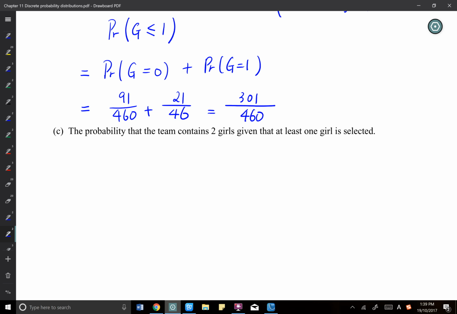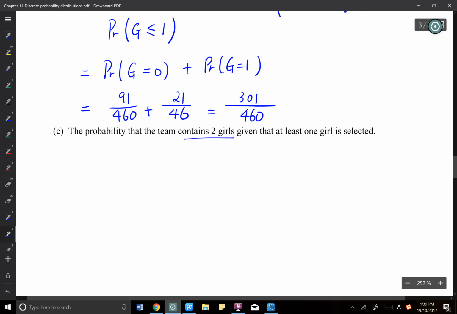Next one. The probability that the team contains 2 girls, given that at least 1 girl is selected. What can the notation be? Start from the beginning. P, R, you're talking about probability. What do I have at the G?